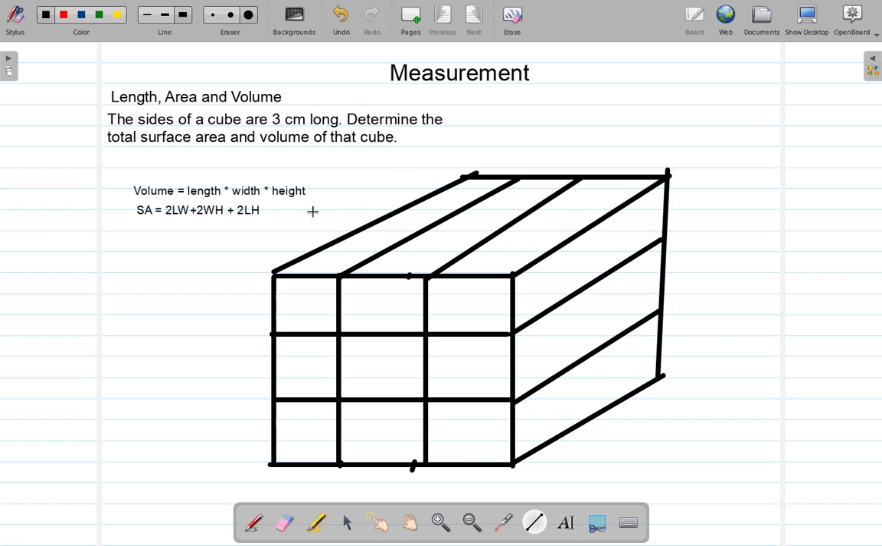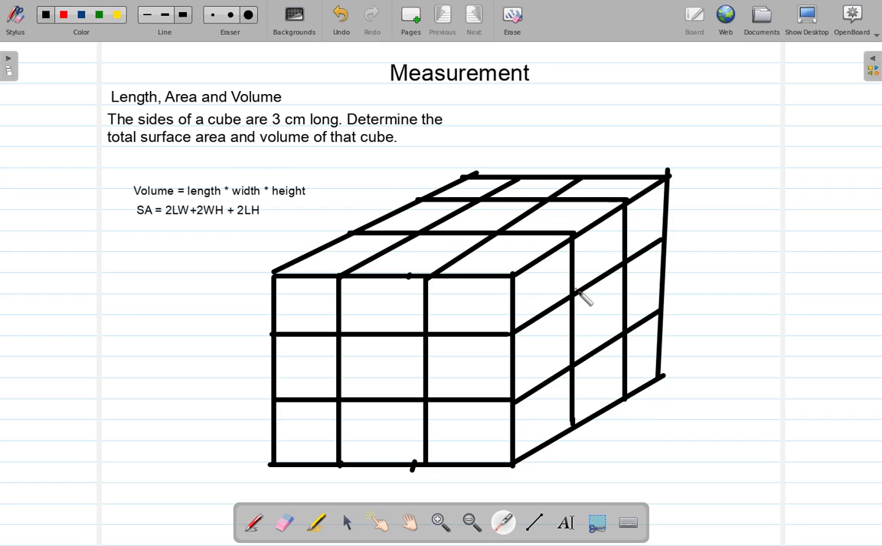Now this length here, we divide it into 3 equal parts to make each part a centimeter. And we do the same here, for this and for this. Good. So what we have is a height of 1, 2, 3 centimeters, a width of 1, 2, 3 centimeters, and a length of 1, 2, 3 centimeters.